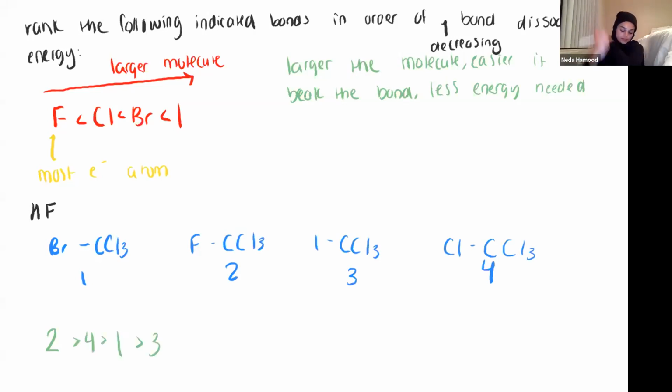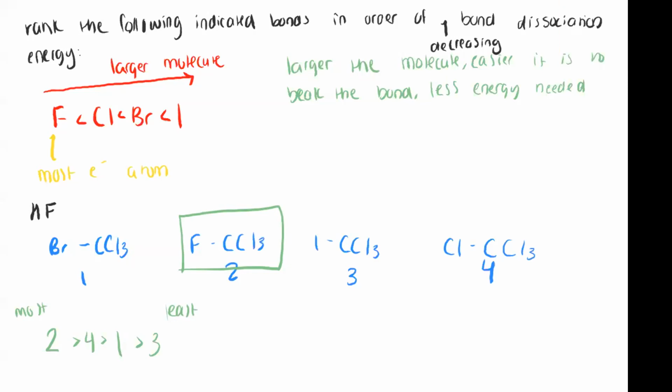So this is most energy to least, since we are decreasing. As we just mentioned, fluorine is going to need the most energy, and then Cl, so that's 4, and then Br, so that's 1, and then iodine, which is 3.